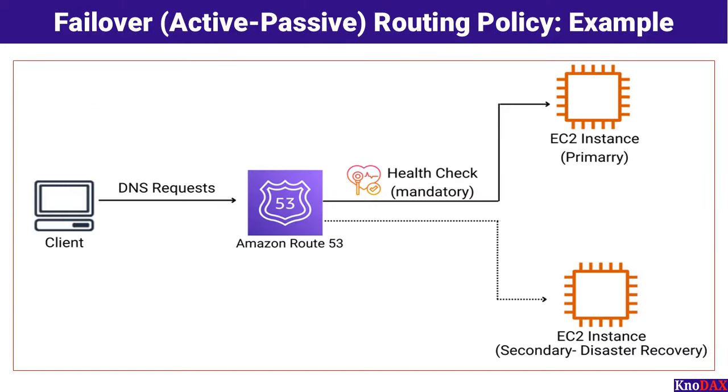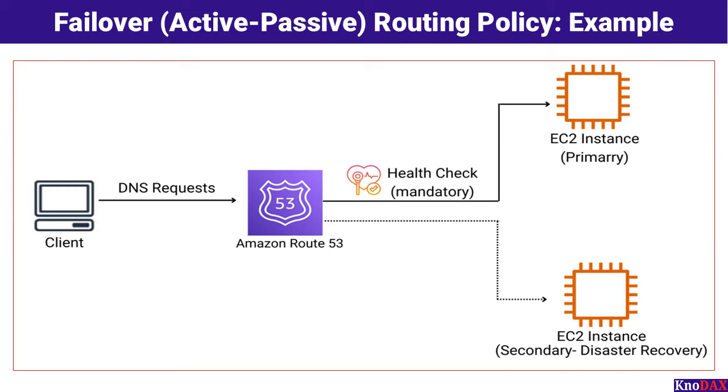This diagram illustrates the failover routing policy, specifically an active-passive setup in Amazon Route 53. When a client sends a DNS query, Route 53 checks the health of the primary resource, such as the primary EC2 instance. This health check is mandatory to monitor the availability of the resource. If the primary EC2 instance is healthy, Route 53 routes the traffic to it as expected.